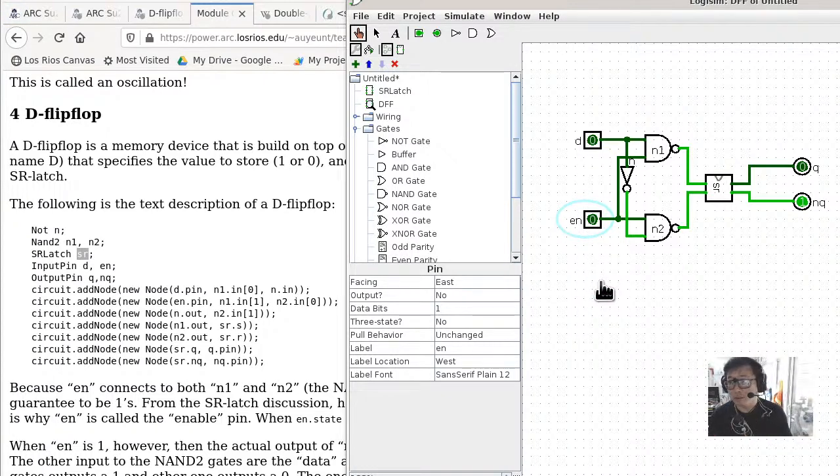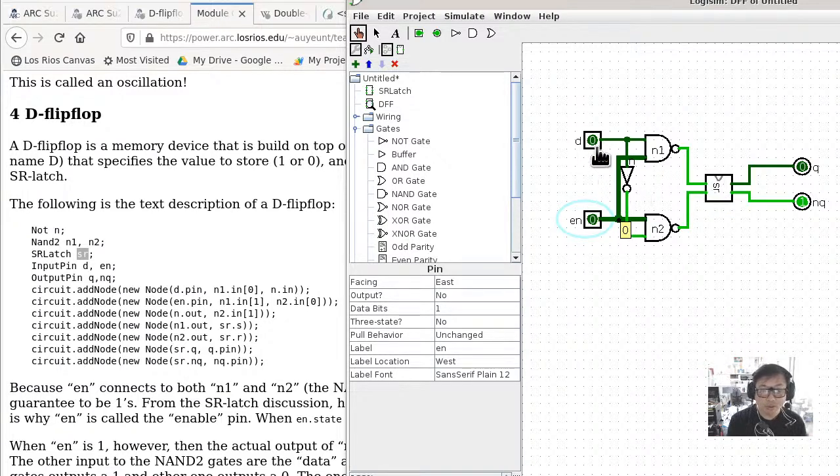And then the next question is to ask, what if I change D at this point? I keep En a 0, but I change D from a 0 to a 1. What's going to happen? Well, that's an easy one to analyze because we can see how En is connected to both N2 and N1. So as long as En, or the enable, is a 0, N1 and N2 will continue to output 1s regardless of what D is. Okay, so that means as long as En is a 0, we are telling the SR latch to maintain its current state.